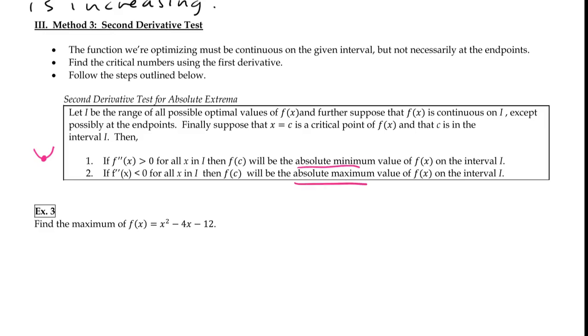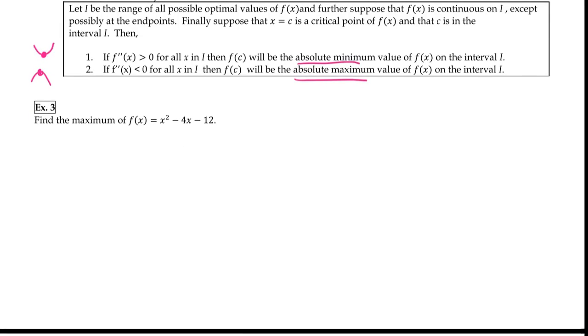Okay, second one, it says if the second derivative is always negative, remember concave down like a frown? So if we're always concave down for all x, then we have an absolute max. Before, in 3.4, we used this just to test relative. We found critical numbers and subbed them into the second derivative. Now we're saying if a function is always concave up, my relative is my absolute.